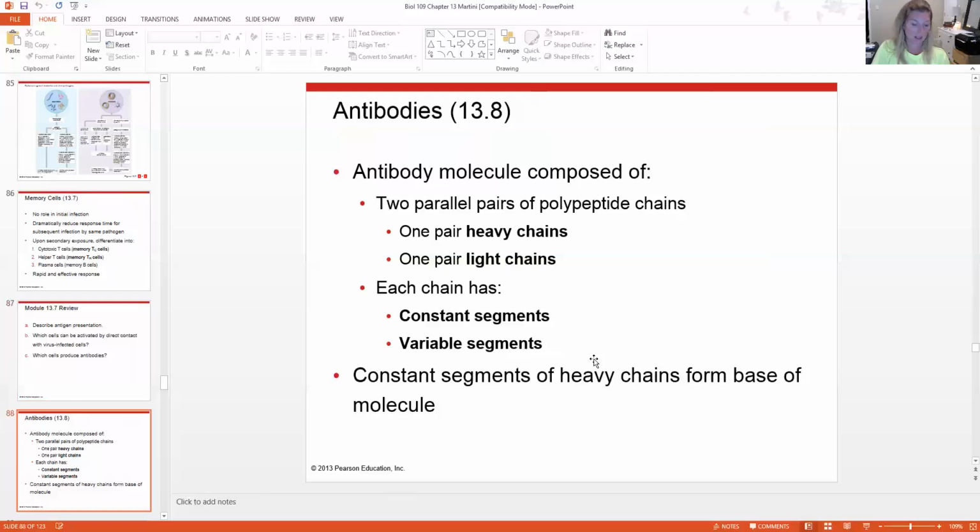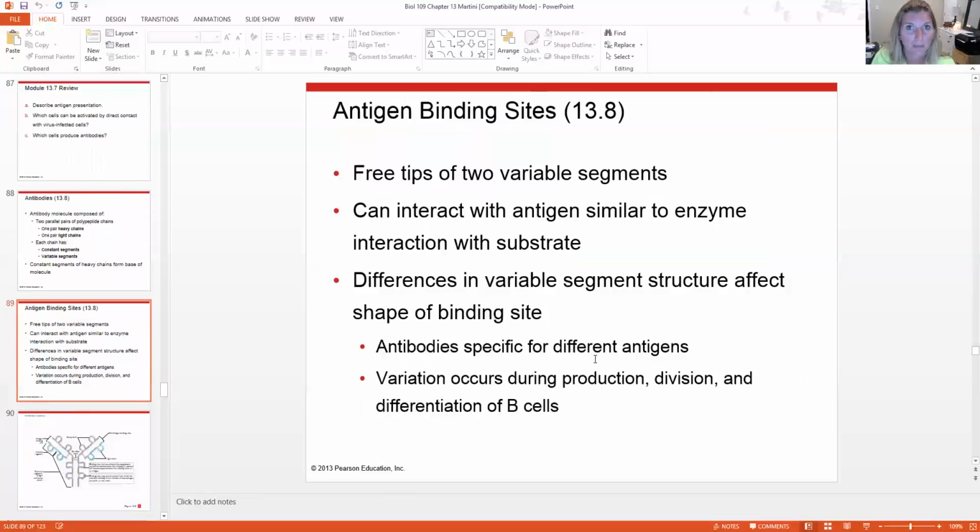Let's talk about antibodies. Antibodies are polypeptide chains, so they're protein chains. They're made of heavy chains and light chains, and each chain has a constant and a variable segment. The constant segments form the base of the molecule, and the variable segments will vary from antibody to antibody. The free tips of the two variable segments are called the antigen binding sites. They interact with an antigen similar to the way an enzyme acts with a substrate, so they fit together like a lock and a key.